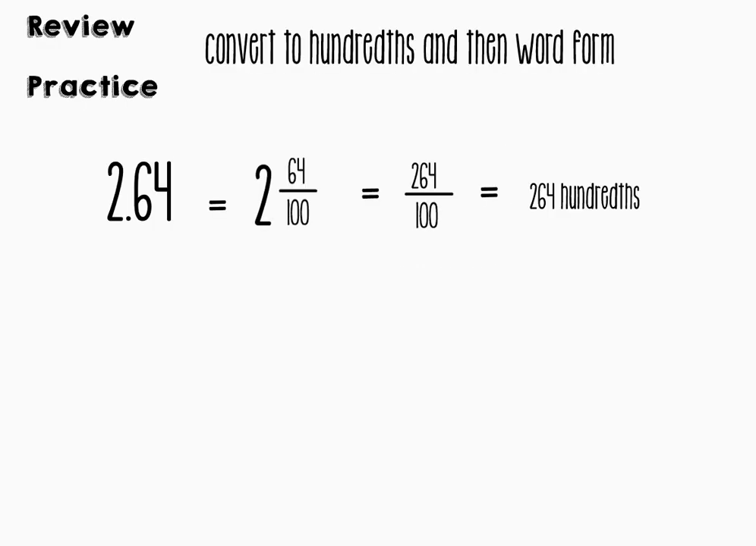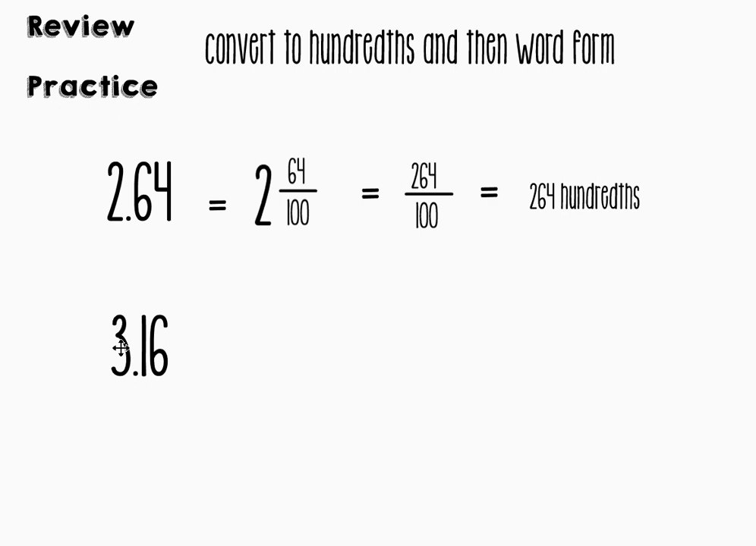We can also do this for hundredths. So here's our decimal 2 and 64/100ths. Written as a mixed number, 2 wholes and 64/100ths. We can use multiplication to convert it to an improper fraction. 2 times 100 is 200 plus 64 would give you 264/100ths. Written in words, 264 hundredths.